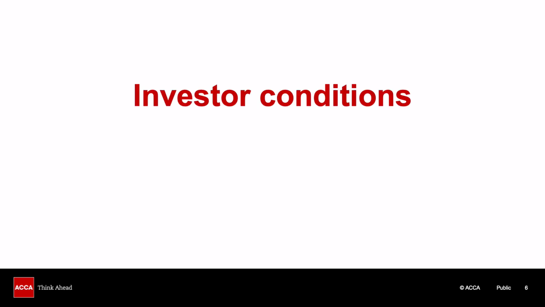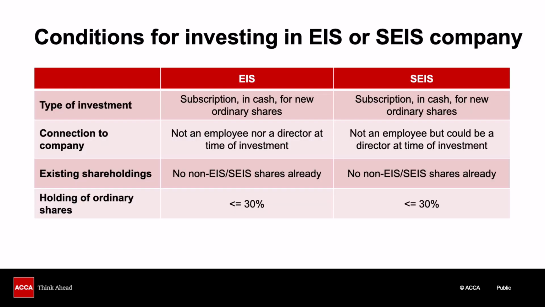We'll look at these in turn, but first of all, we're going to consider some general conditions that investors have to meet in order for their investment to get the special tax reliefs. The first thing to be really clear on is why an investment into a company will qualify as an EIS or SEIS investment. Now, sometimes the question will alert you to this very explicitly, and sometimes it will be down to you to spot whether it might qualify.